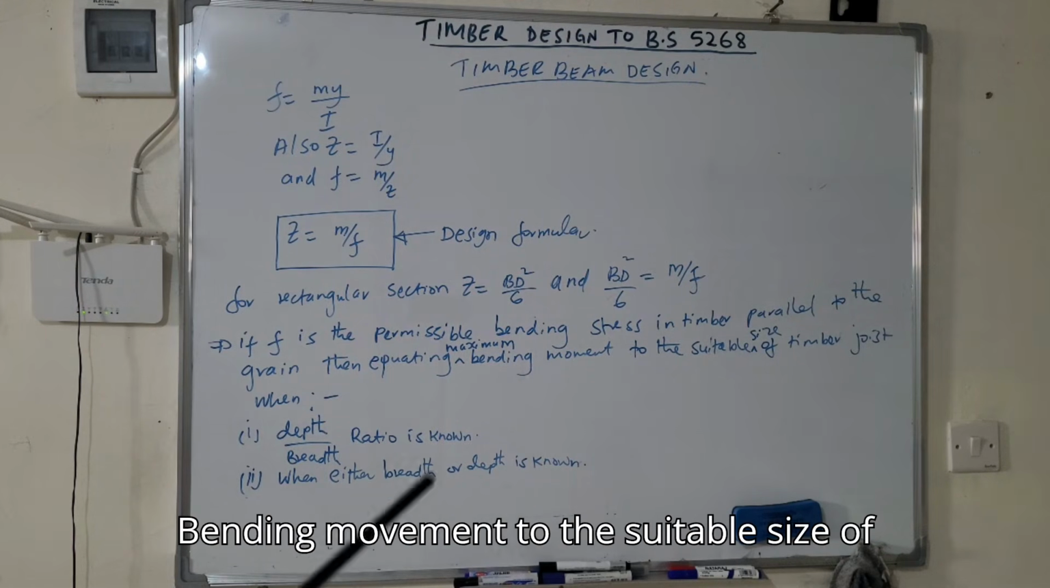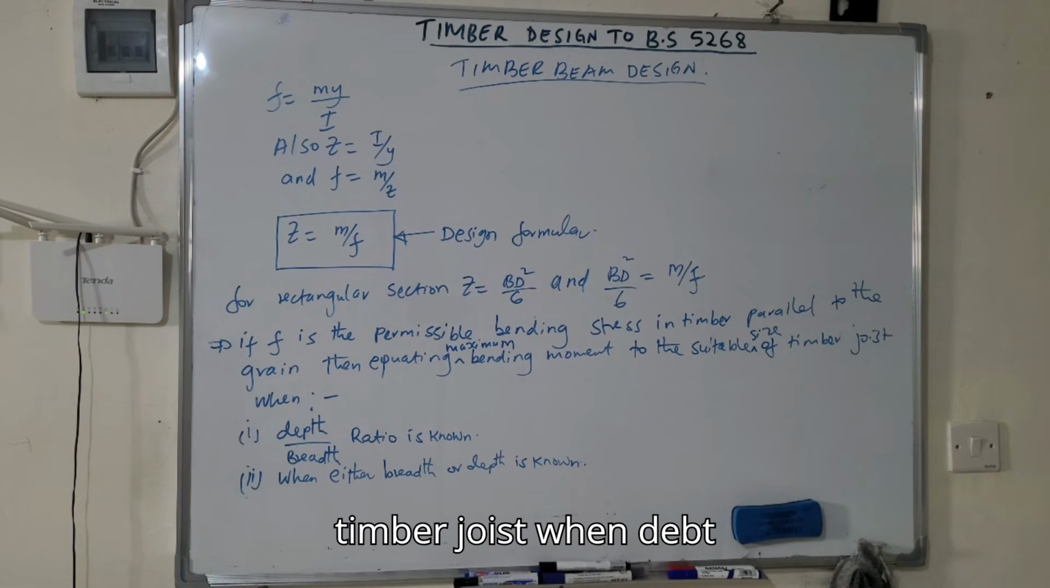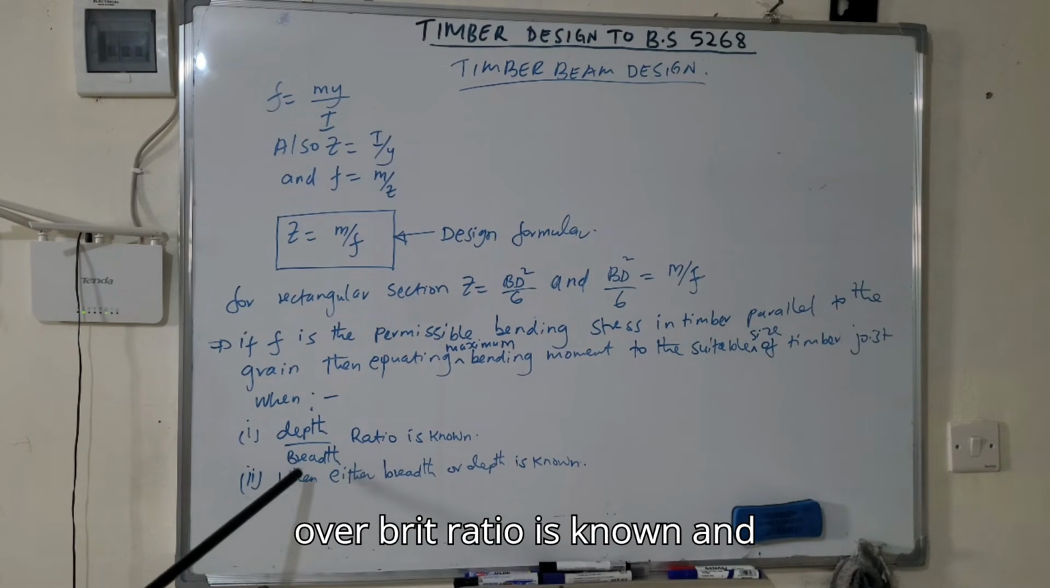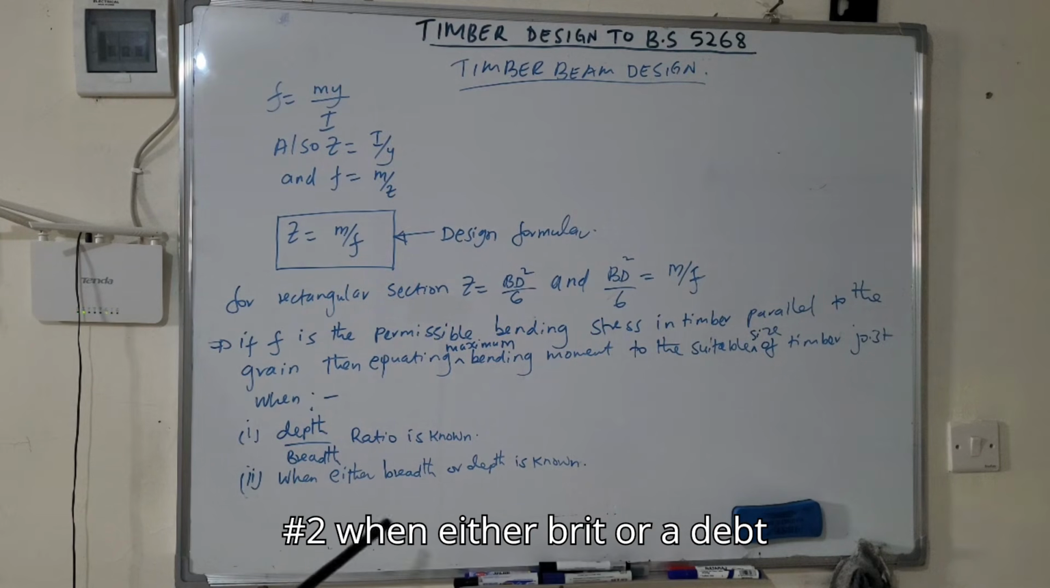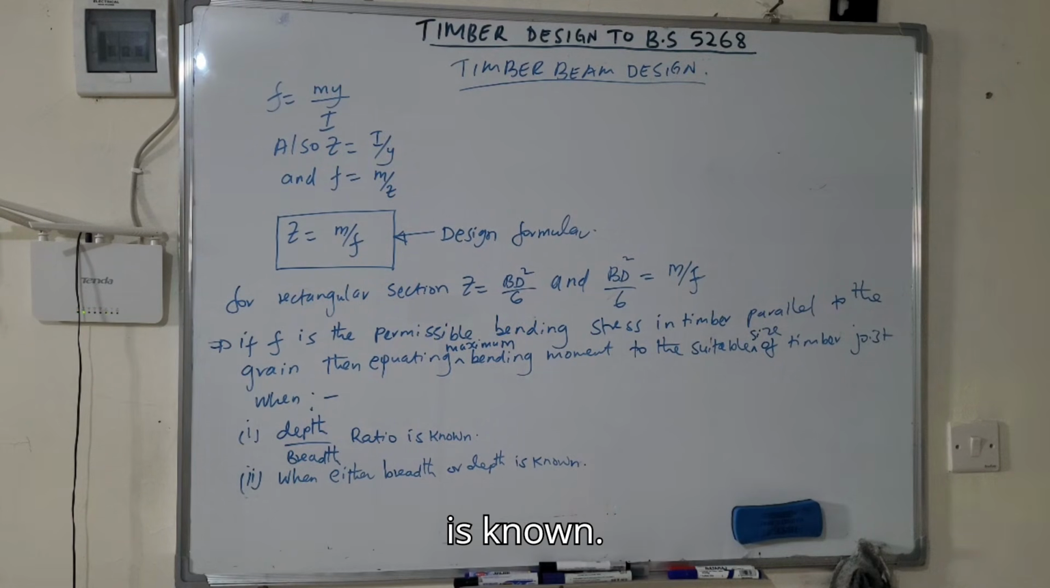maximum bending moment to the suitable size of timber joist when depth over breadth ratio is known, and number two, when either breadth or depth is known.